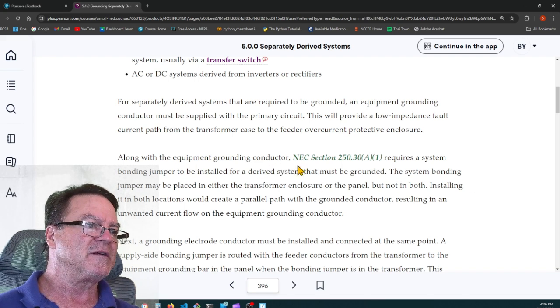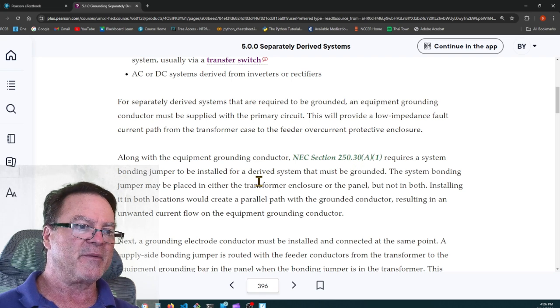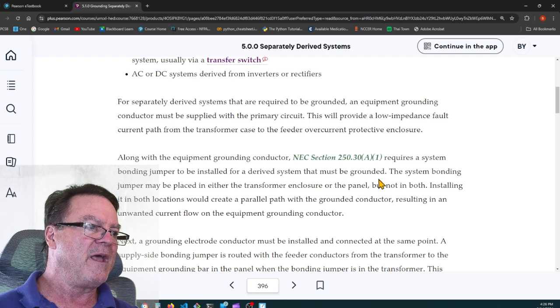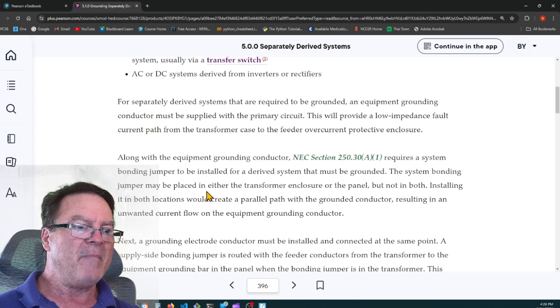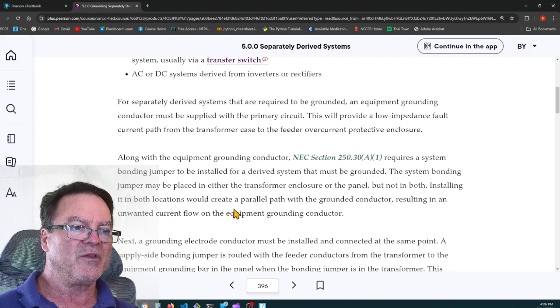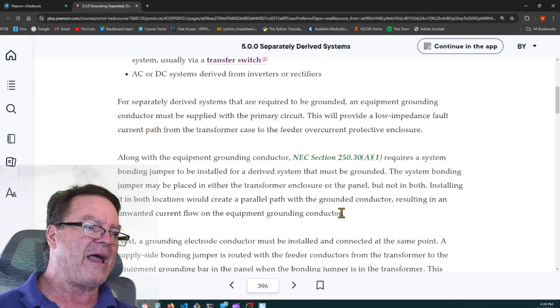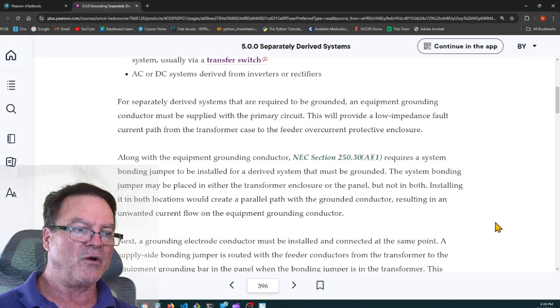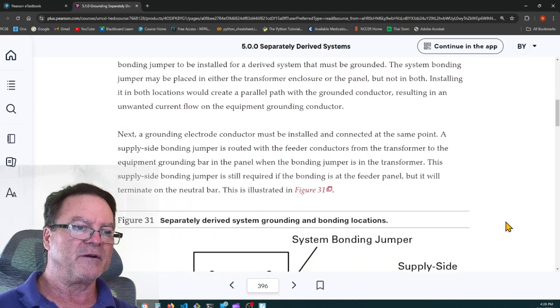Along with the equipment grounding conductor, NEC section 250.30(A)(1) requires a system bonding jumper to be installed for a derived system that must be grounded. The system bonding jumper may be placed in either the transformer enclosure or the panel, but not both. Installing it in both locations would create a parallel path with the grounded conductor, resulting in an unwanted current flow on the equipment grounding conductor.